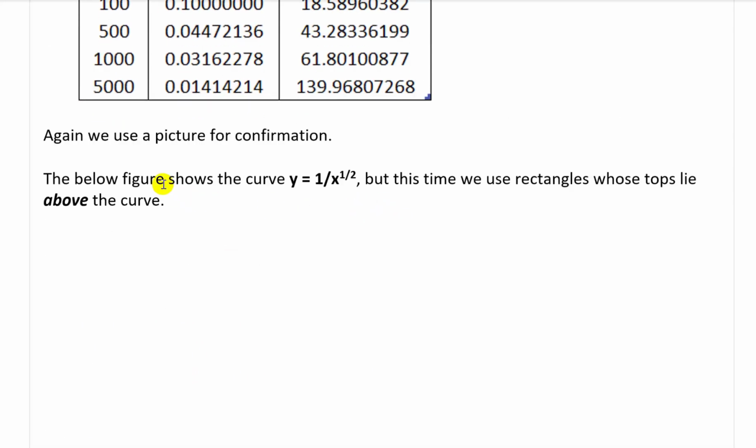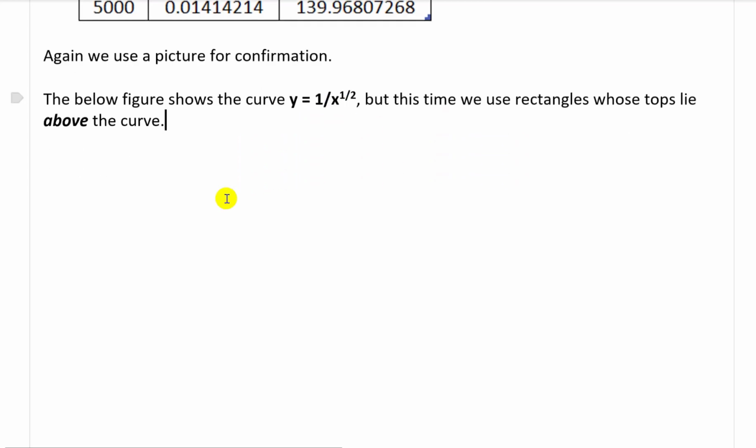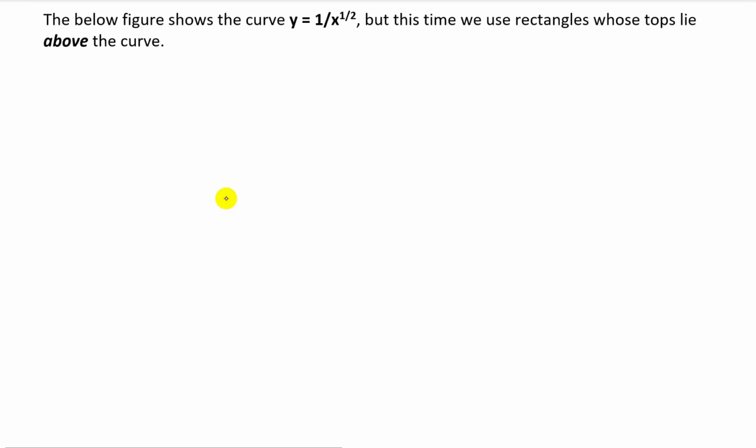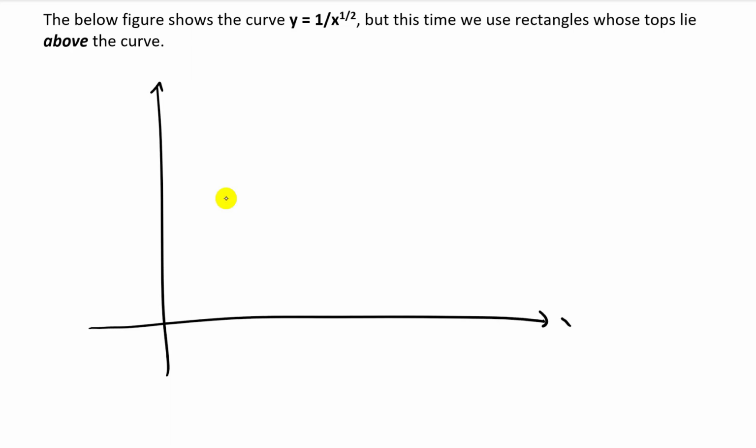So the figure below, just added the text, shows the curve y equals 1 over square root x, or x to the power of 1/2. But this time we use rectangles whose tops lie above the curve. So here I'll draw this one out. So what we end up having is like this. There's the x, there's the y, and this curve is not going to be as steep as before. It's going to be more like this. Let's draw it a bit better. It's going to be something like this. All right, so let's say we have that. This is our y equals 1 over square root x curve, like that.